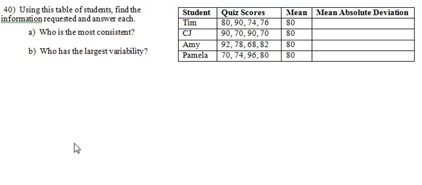Okay, here with number 40, we're looking at a concept called MAD, mean absolute deviation. With mean absolute deviation, you can determine whether a set is more variable or less variable, more consistent than the other. For example, I have quiz scores: Tim, CJ, Amy, and Pamela. Which set is more variable? Which means which set varies the most, or which set the numbers are more spread out than the other. Just looking at it, it would be difficult to determine that.